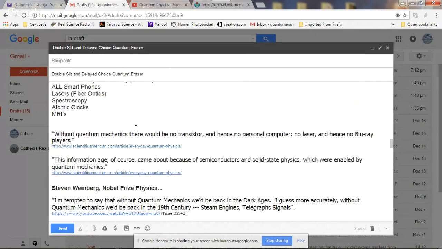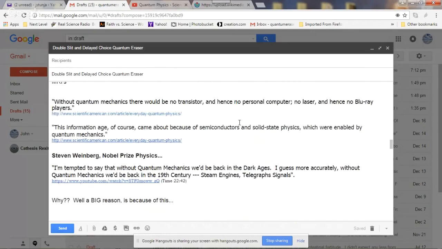Yeah. From Scientific American: without quantum mechanics, there would be no transistor, and hence no personal computer, no laser, hence no Blu-ray players. The information age, of course, came about because of semiconductors and solid-state physics, which were enabled by quantum mechanics.